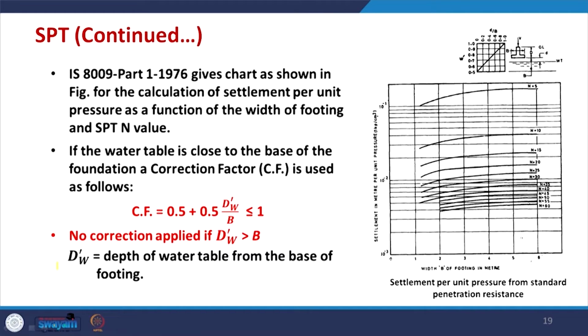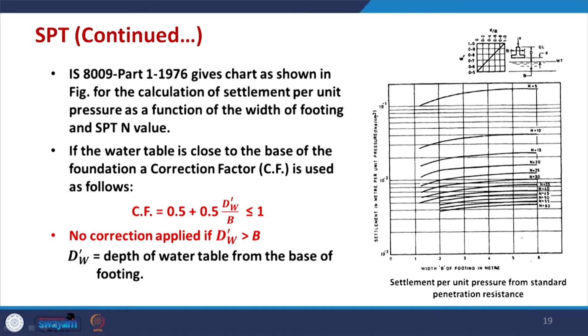On the x axis you have the width of the footing in meters, which is a normal scale, going from 0 to 6 meters, while on the y axis you have settlements, which is also in meters, but this value is per unit pressure, and the pressure is in kilogram force per centimeter square. So, the y axis scale is not a normal scale, rather it is a logarithmic scale. So, while using this chart we need to be careful.